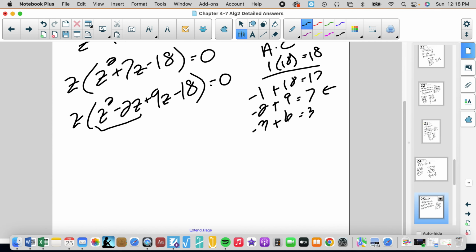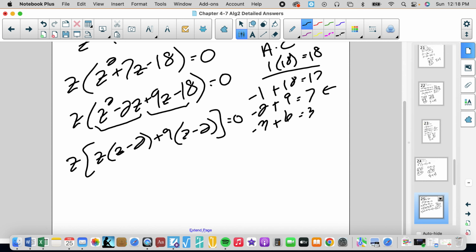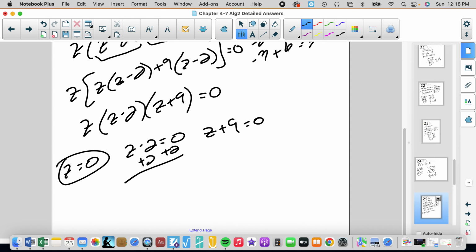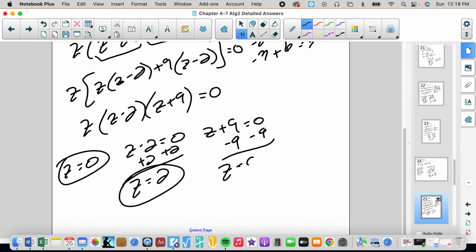Factor by grouping. I have my z on the outside, and then I'm going to factor out a z, and that leaves me with z minus 2. I'm going to factor out a 9. That leaves me with z minus 2 equals 0. So we have the z minus 2, and the z plus 9. We're going to set each one equal to 0. That's a horrible minus 2. Z plus 9. So z equals 0. Z equals 2. And z equals negative 9.